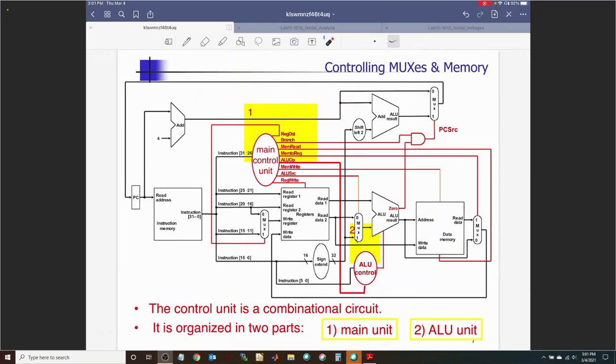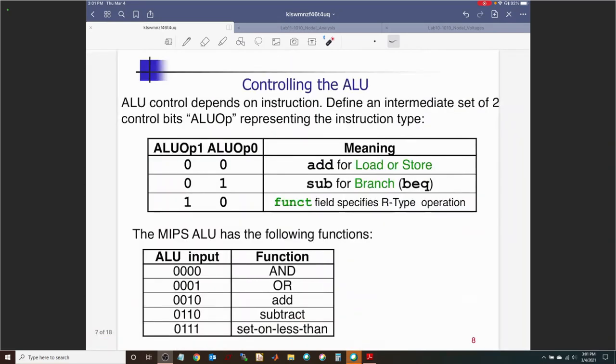Okay, let's go ahead. Now let's talk about controlling the ALU. So more details about the 2 bits of the ALU op, and then what is the ALU supposed to get? So the ALU control depends on instruction. We are going to define an intermediate set of 2 control bits called ALU op. What are they? These are output of main control unit.